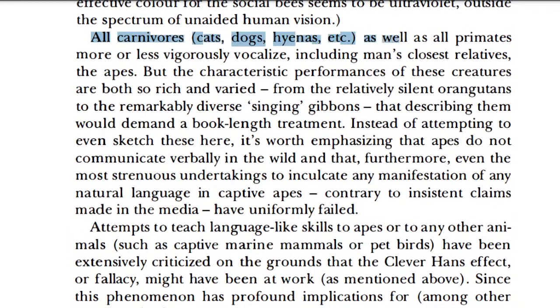All carnivores, dogs, cats, hyenas, etc., as well as the primates, more or less vigorously vocalize, including man's closest relatives, the apes. But the characteristic performances of these creatures are both so rich and varied, from the relatively silent orangutans to the remarkably diverse singing gibbons, that describing them would demand a book-length treatment.